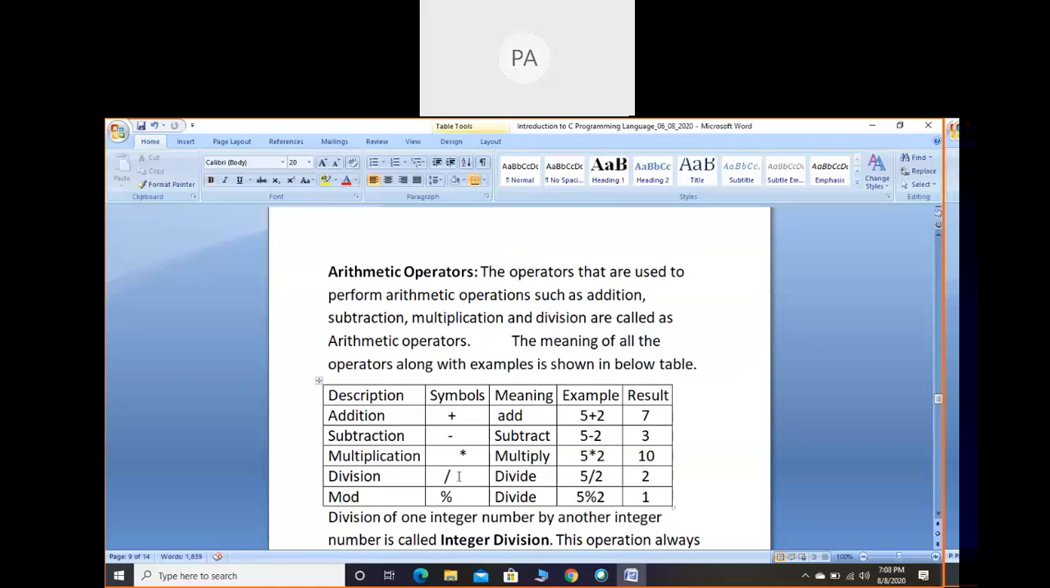Next comes the division symbol. This division symbol is nothing but the forward slash. Depending on the requirement, we have to use this symbol.